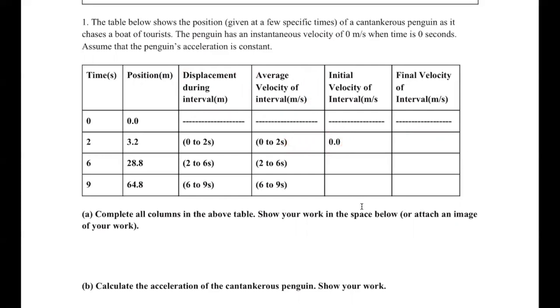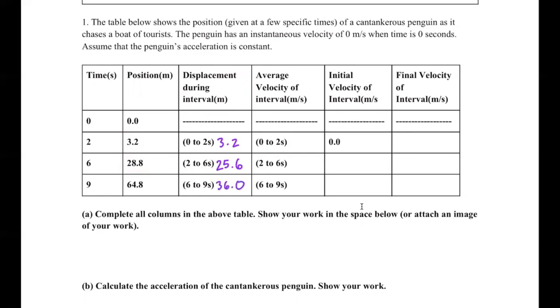For the first one, the displacement during the first interval would just be the position at time equals 2 minus the position at time equals 1. So that one's just 3.2 meters. The displacement for the second time interval, from 2 to 6 seconds: the position at 6 seconds is 28.8 and the position at 2 seconds is 3.2, so the displacement is 25.6, which is just the difference. Similarly, the position at 9 is 64.8 and the position at 6 is 28.8, so 36.0 is the displacement there.